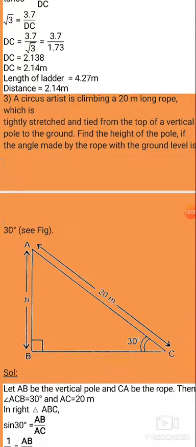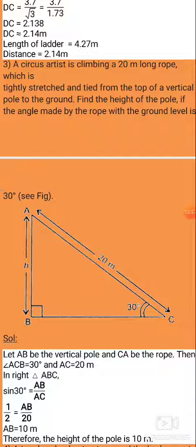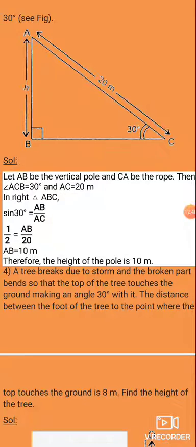Now to find out this H or AB, we need to consider the trigonometric ratio sine. So opposite AB by AC, hypotenuse. Sine 30 is equal to AB by AC. Now sine 30 value is 1 by 2, which is equal to AB by AC, given 20. Now AB into 2 is equal to 20. So AB is equal to 20 by 2, which is equal to 10 meter. Thus the height of the pole is equal to 10 meter. Okay. Now this question also important.